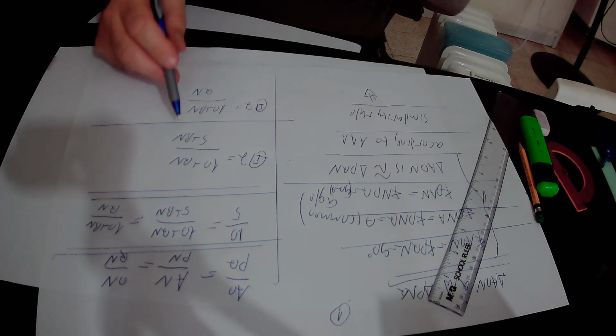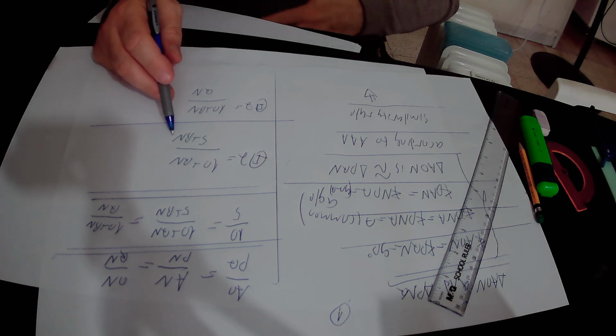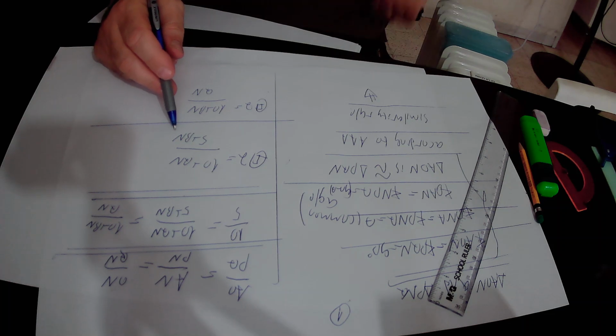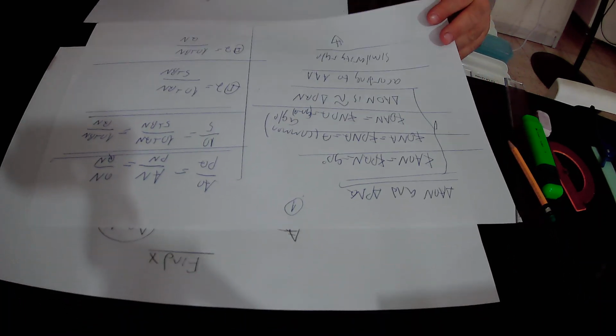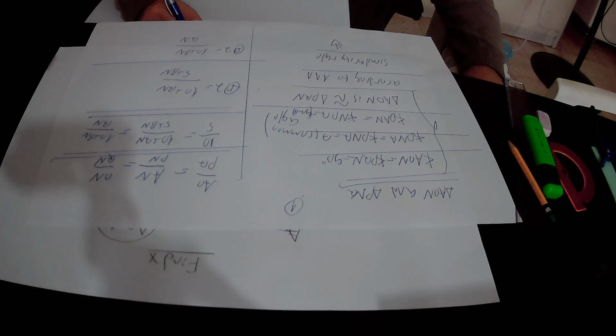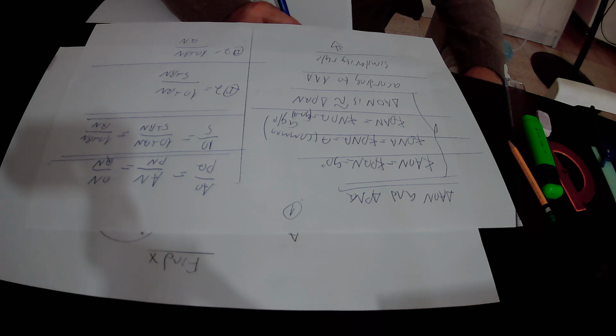Here we multiply equation number 1 by 5 plus BN, and we get that according to equation number 1, 2 times 5 plus BN equals 10 plus QN.